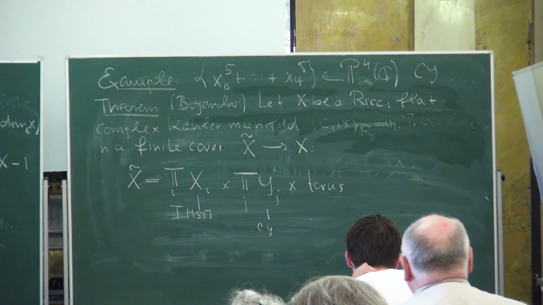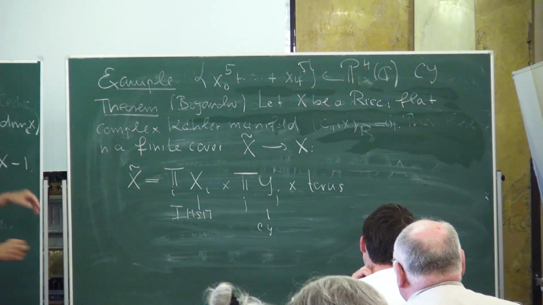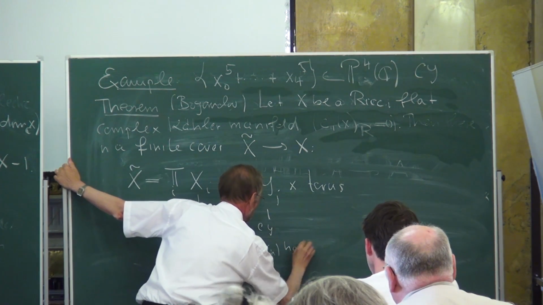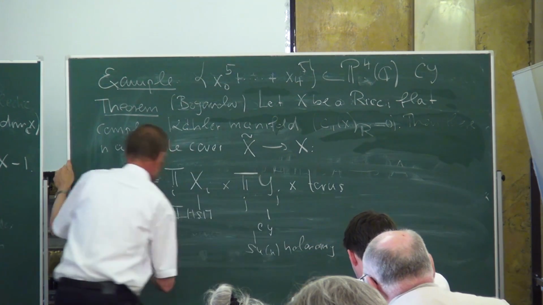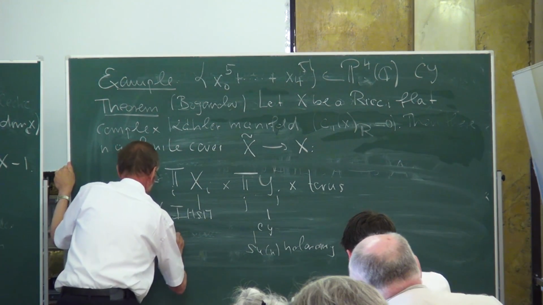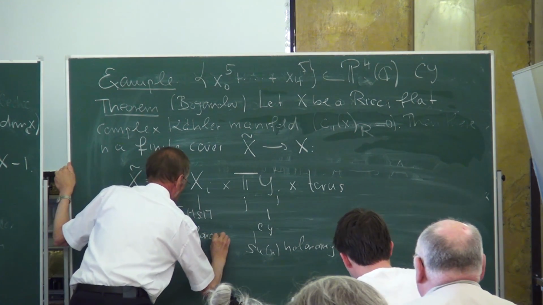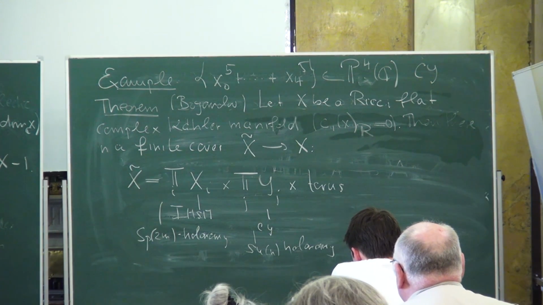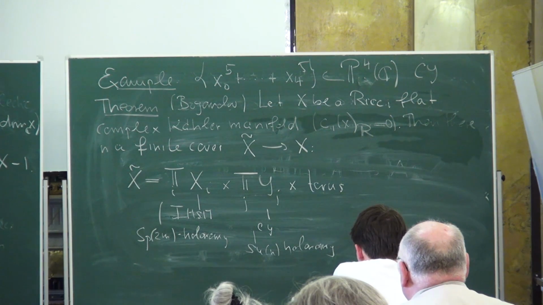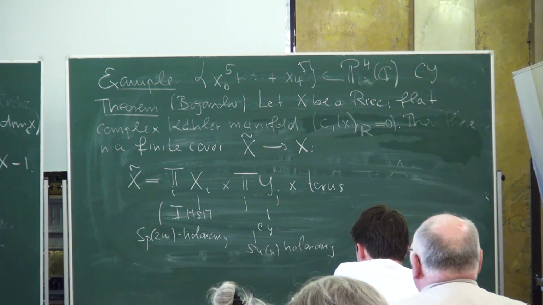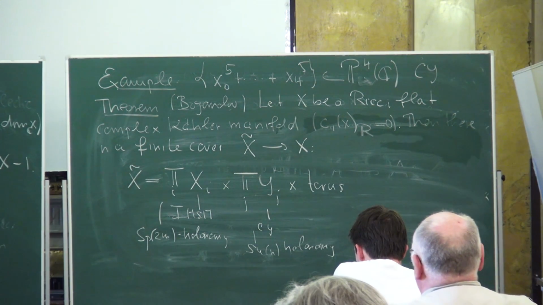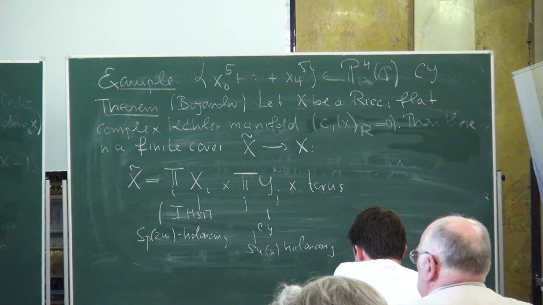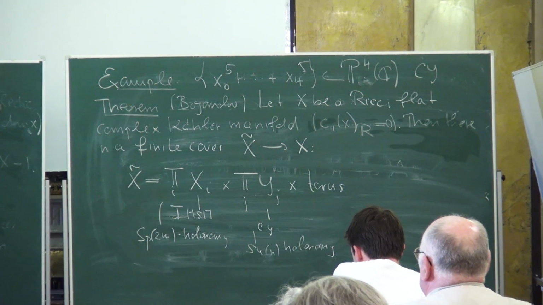torus. And if you're a differential geometer, then this here is SU(n) holonomy, and this here is Sp(n) holonomy. Okay, so these are sort of the right objects, well, a lot of this conference was exactly about this class of varieties. And they indeed appear in very, very many different branches of mathematics.